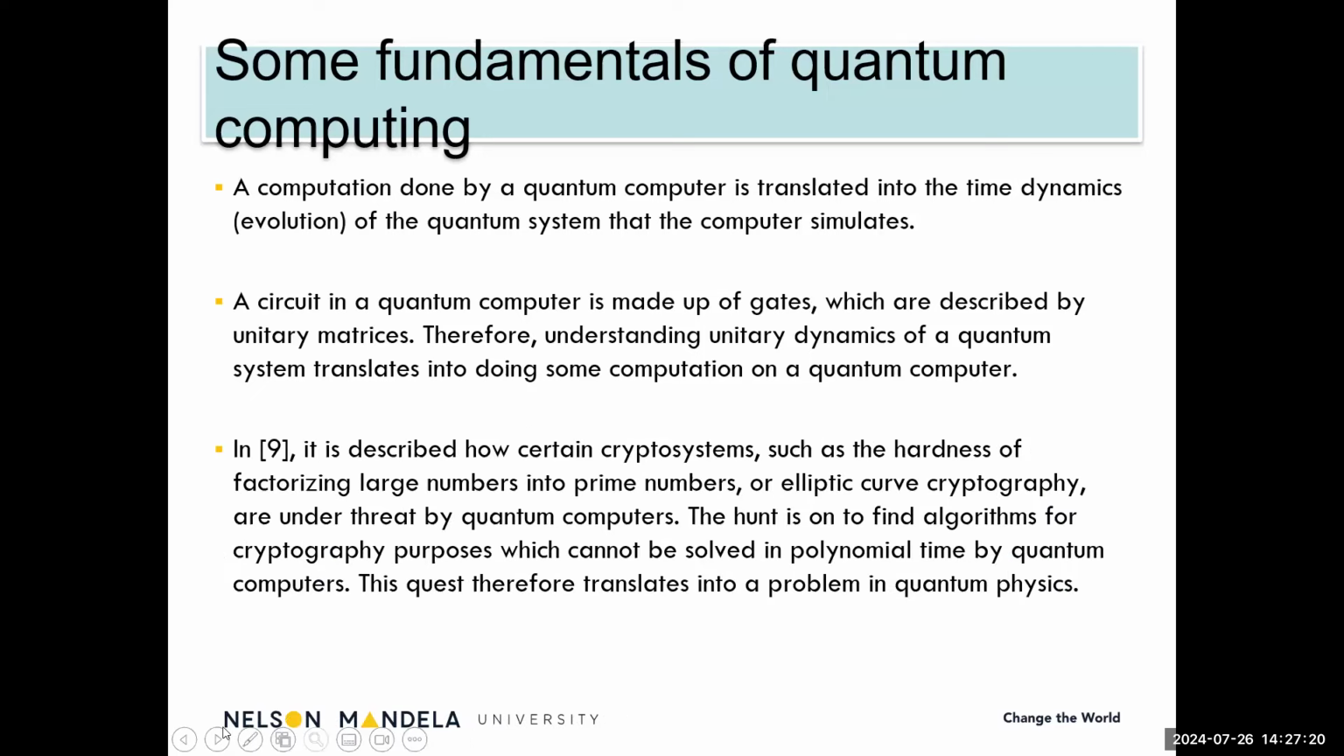This reference number 9 comes from our list of references, which I'll show you toward the end. Certain crypto systems, as we are all probably familiar, such as those relying on the hardness of factorizing large numbers into primes, or elliptic curve cryptography, are basically under threat by quantum computers. So the hunt is also on to find algorithms which cannot be solved easily in polynomial time by quantum computers, for obvious reasons.